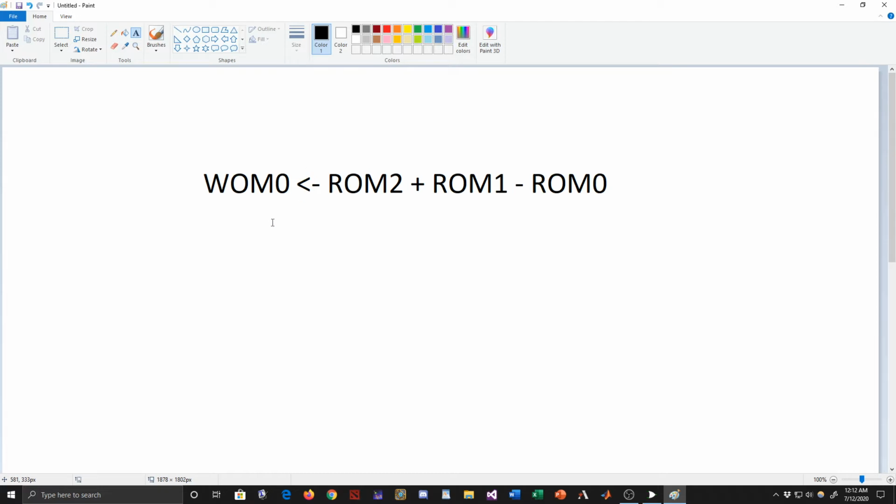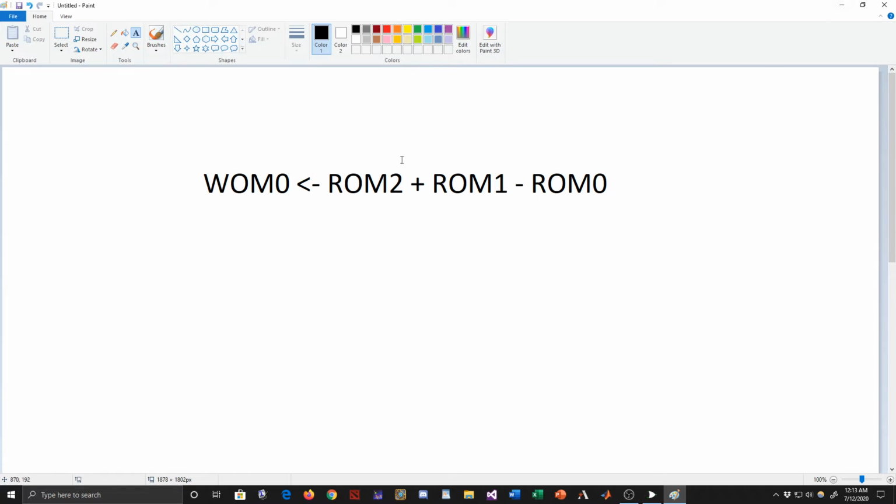So this is the notation that I like. We write down what register is going to remember new information. So we're going to store the result of a computation to write-only memory 0. And then over here I have written down what computation we want to perform on what registers. So we're going to take the value in ROM 2, add the value in ROM 1, then subtract the value in ROM 0, and then store that result to the write-only memory 0.